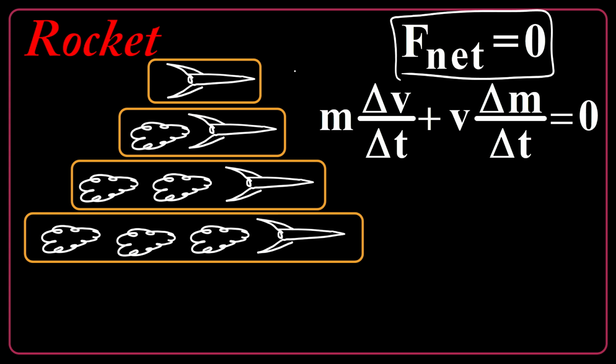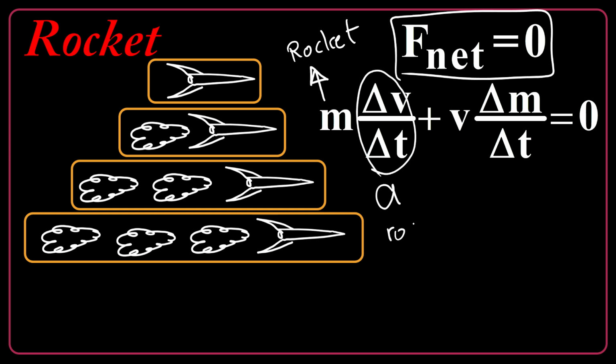Okay, let me tell you something. Here, when I mention mass, it is the mass of the rocket, not the mass of the system. Be very careful. Mass of the system is the mass of the rocket plus the pushed out gas. But I don't consider that. It's just the mass of the rocket. Delta v over delta t is the acceleration of the rocket. v is the speed of the gas pushed out relative to the rocket.